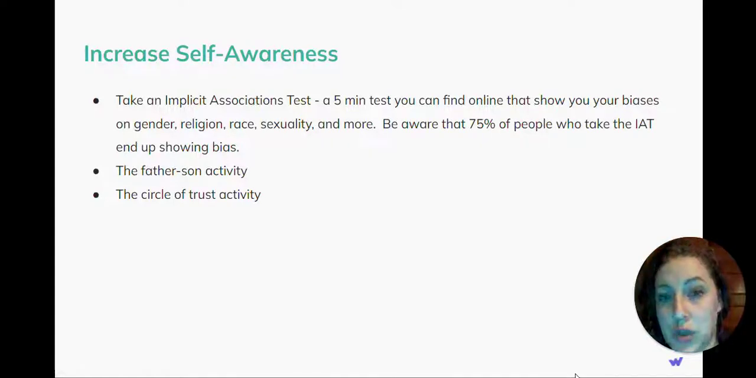Another is a circle of trust activity. This activity involves listing 10 people that you consider to be part of your circle of trust in your life that are not family members. Now, examine this list. How many are people of color? How many are women? You may find when you're examining your list that most of these people are like you and come from the same background as you.